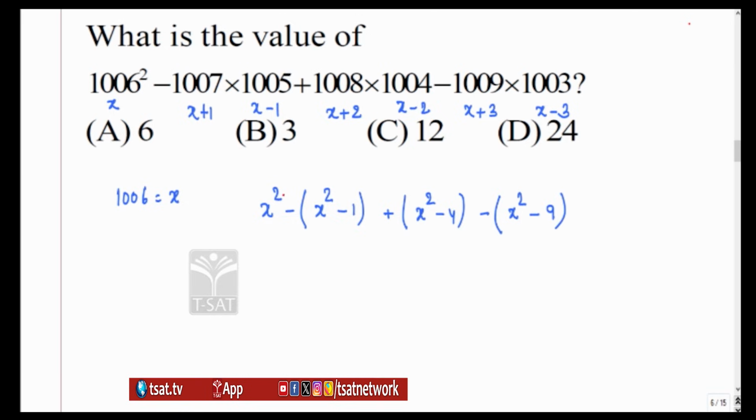See here, x square minus x square cancel, x square minus x square also cancel. Now minus 1 into minus 1 is plus 1, then plus into minus is minus 4, then minus into minus is plus 9. So 1 plus 9 is 10, 10 minus 4 is 6. So if you know the application of the formula, within seconds you can do the problem. But if you go for calculation, it will take more than 3 to 5 minutes.